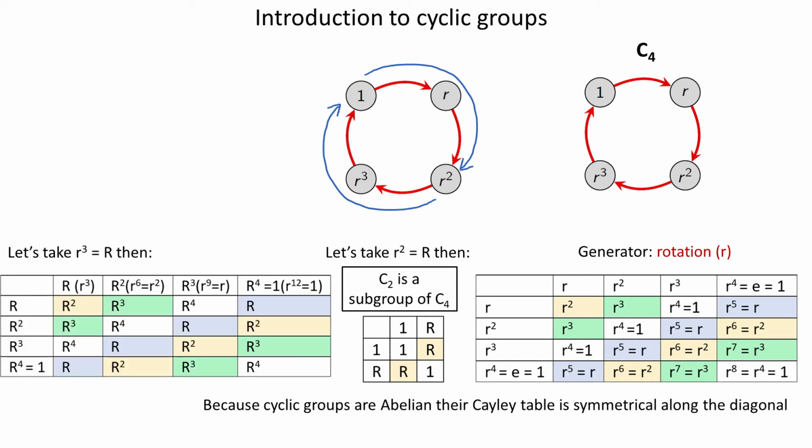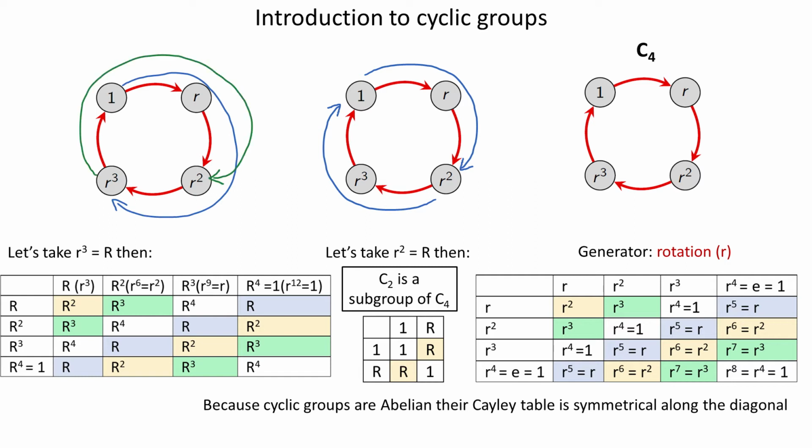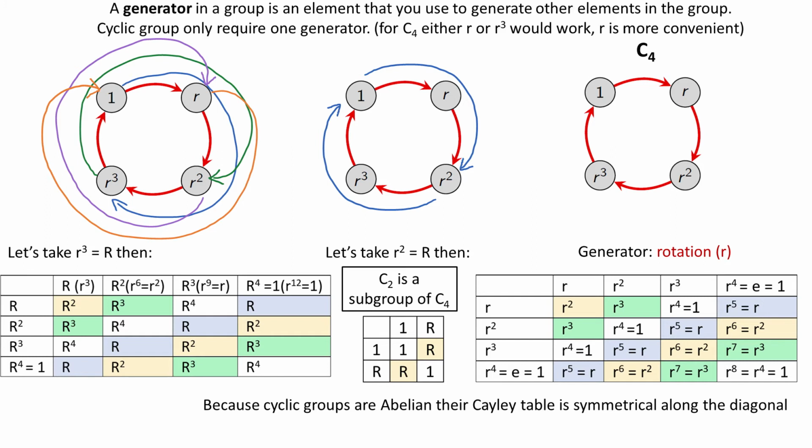Let's do a similar thought experiment. Let's rename r cubed as capital R, and let's go around the circle in r cubed increments: once, twice, 3 times, 4 times. Now we ended up where we started, and this time we were able to reach all elements in the C4 group. That's probably a good moment to mention so-called generators. A generator in a group is an element that you can use to generate other elements in a group. It is customary to use the minimum number of generators. Cyclic groups only require one generator, and for the C4 group, we can see that either R or R cubed would do the job, although R is more convenient.